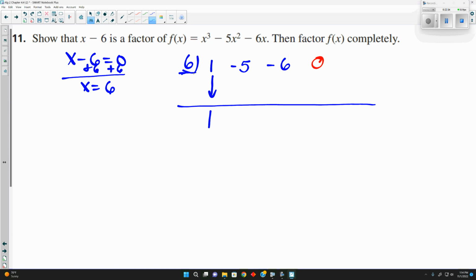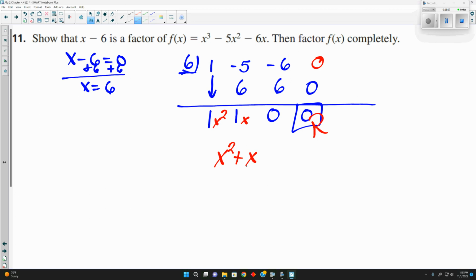Now the first thing we'll do is 6 times 1, which is 6. Negative 5 plus 6 is 1. 6 times 1 is? So we have this here. Now the next thing we need to do is put the variables back in. So this here is our remainder. The 0 is our term without x. X, and so really what we have left is x squared plus x.